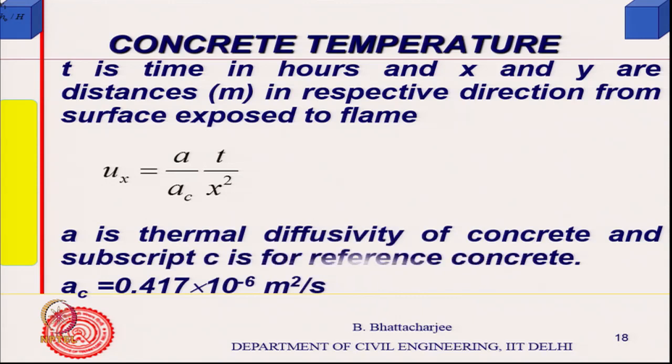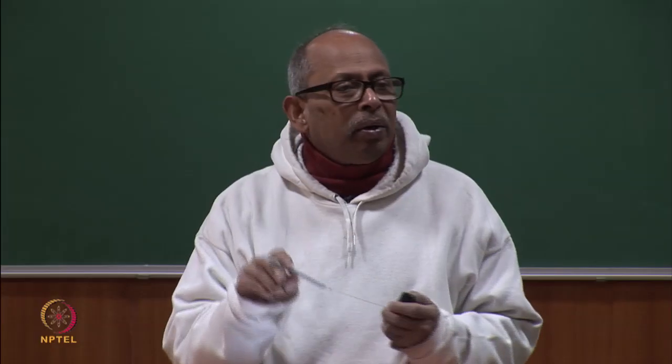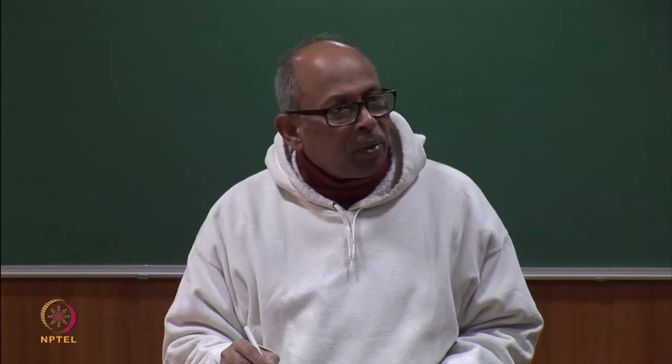Now, A is the thermal diffusivity of your concrete, and subscript C is for some reference concrete, which is constant. So, the reference concrete value is taken as 0.417 × 10 to the power minus 6 meter square per second, right. Now, let us see typically what will be the value of thermal diffusivity of concrete.